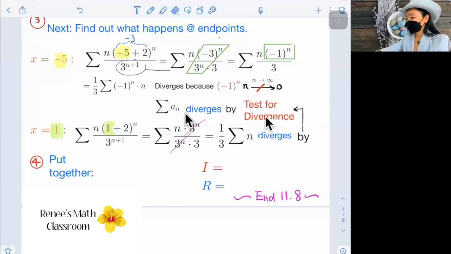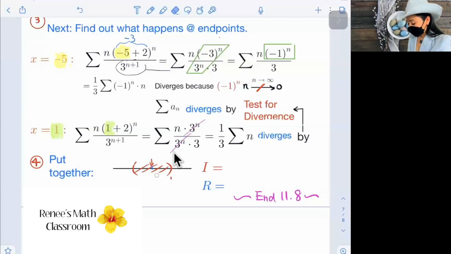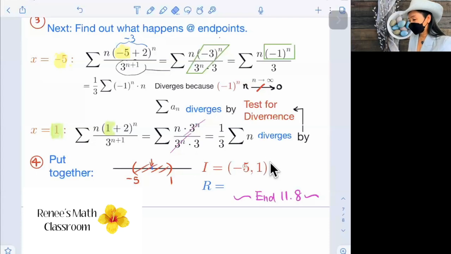Okay, the last step is putting everything together. Should we include -5? No. Should we include 1? No, because they diverge, right? On the two ends, it diverges. So what's the interval of convergence? Yes, you got it. Parenthesis -5, 1, the open interval.